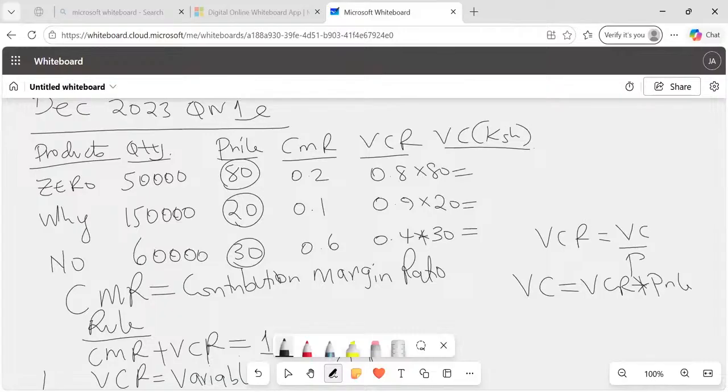So are you able to give me the VCs in Kenya shillings? The first one, I'm being given by a student here. The first one is 64, 18, and 12. Now, my very good students, having gotten VC in Kenya shillings, what do you think will be the next step to be taken here?